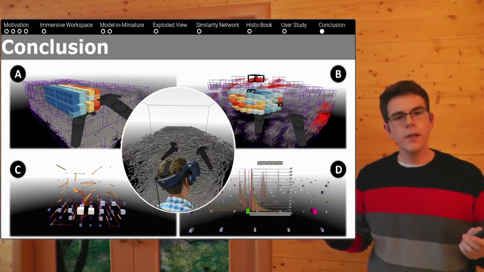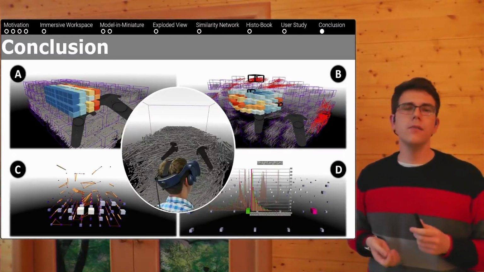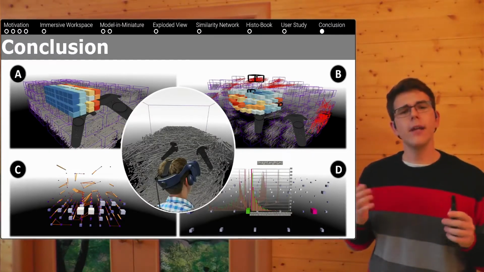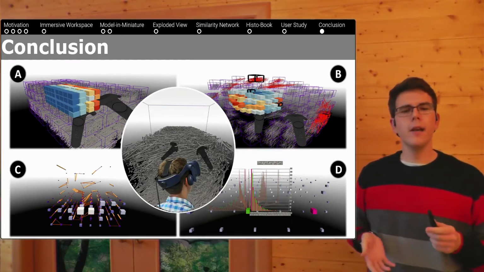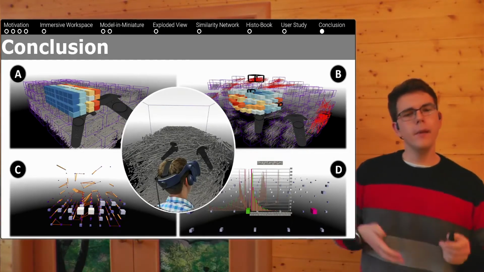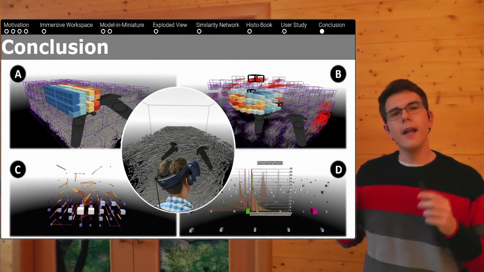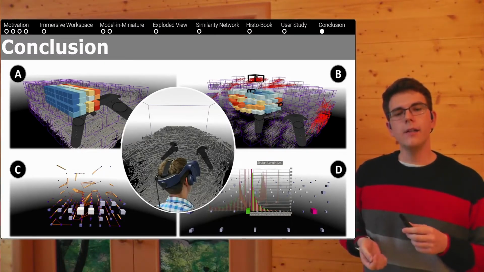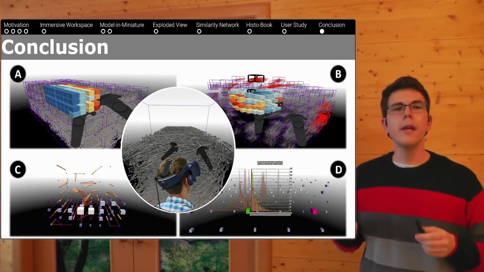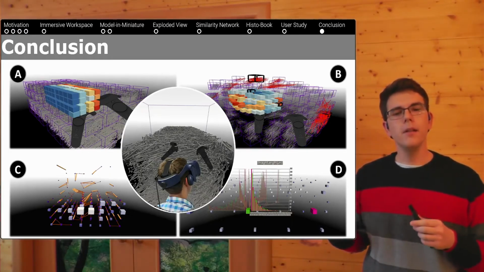To conclude, ImNDT provides a novel immersive exploration of secondary NDT data, a visual metaphor, and interaction techniques like the model in miniature, the exploded view, similarity networks, and Histobook for the analysis of such composites. And lastly, we had a qualitative case study with domain experts to really identify the usability of the framework for material science.